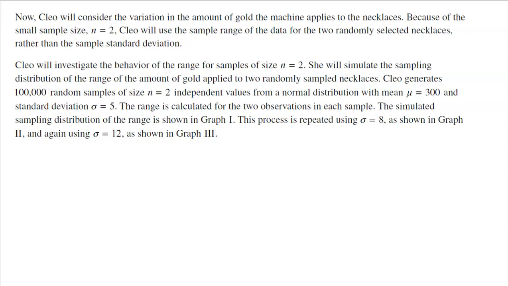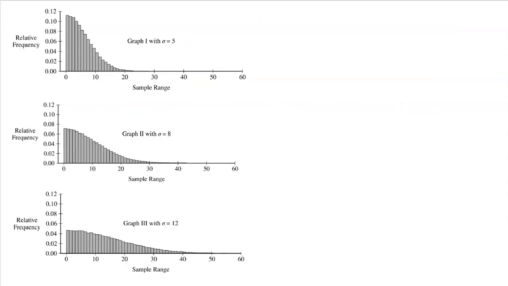They then repeated this process for a standard deviation of 8, and then again for a standard deviation of 12. So again, we're assuming that the standard deviation is 5. That's how it's been the whole problem. But then they want us to take a look at repeating this idea of looking at range when the standard deviations of the populations are larger. So here are those graphs.